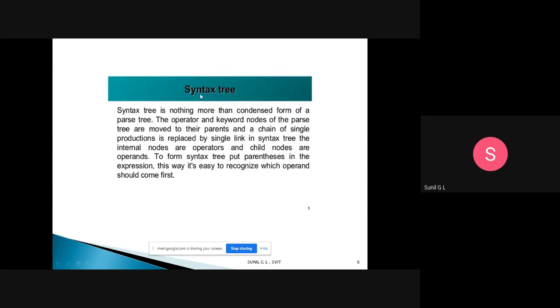Okay, so what do you mean by syntax tree? We already know that the syntax tree is a condensed, compressed form of a parse tree. It means we take only the important things from the parse tree. That is what we call a syntax tree. The operators and keywords that are nodes of the parse tree are moved to their parents, and a chain of single productions is replaced by a single link in the syntax tree. The internal nodes are operators and the child nodes are the operands. So in a syntax tree, operators will be parent nodes and operands will be child nodes.